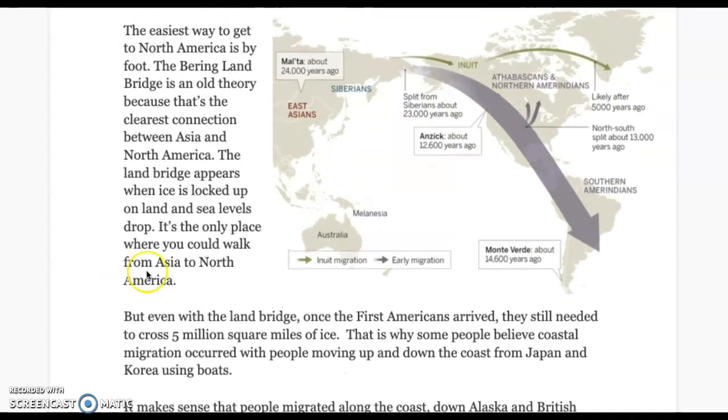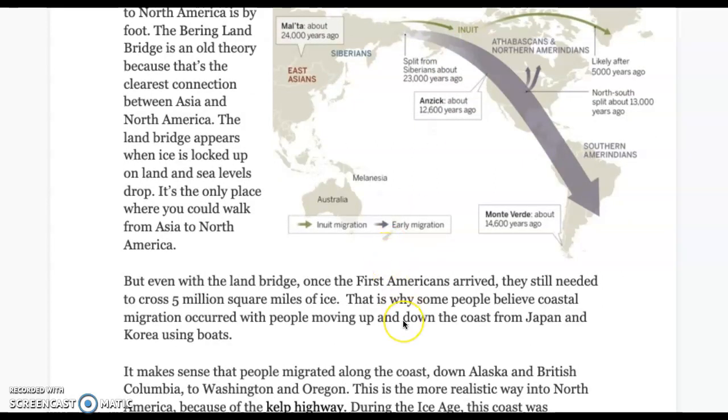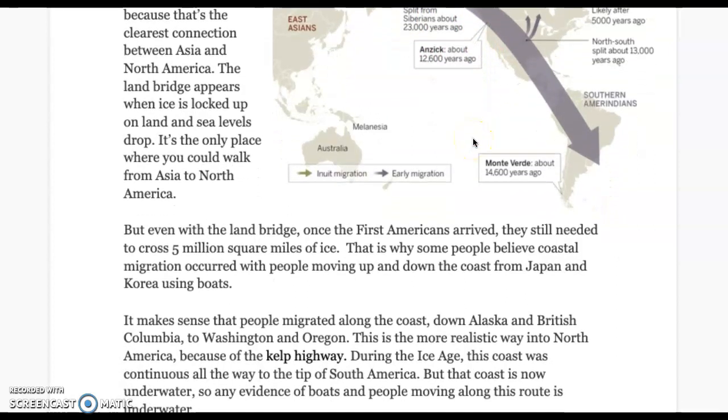So if you go back to this map, what they're saying is, some people believe people traveled from Japan and Korea in kayaks or boats along the shore here. And the reason why they thought this was very doable is because of all the kelp that was there, and people can eat kelp. And so as they travel, they could pick up the kelp and eat it. And so they could travel as they're eating. And it said that they traveled all the way down to South America.